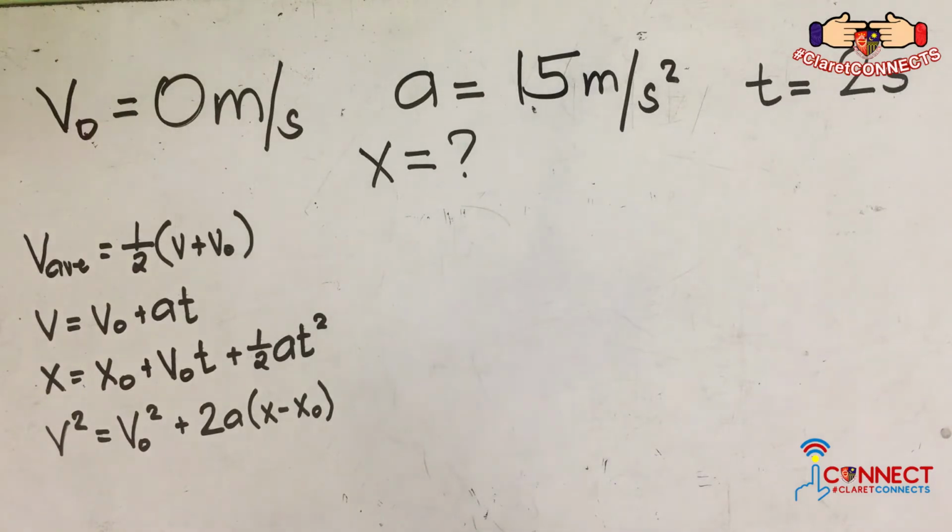We have a problem that a certain car which is at rest accelerates at 15 meters per second squared for 2 seconds. And in 2 seconds, how far was the car able to cover in terms of displacement x?